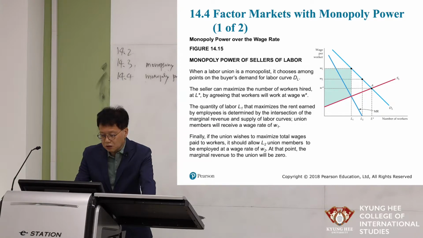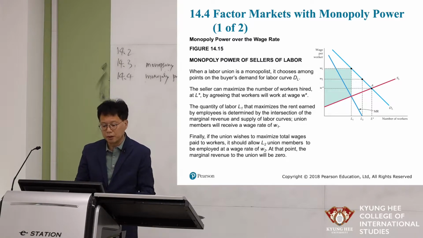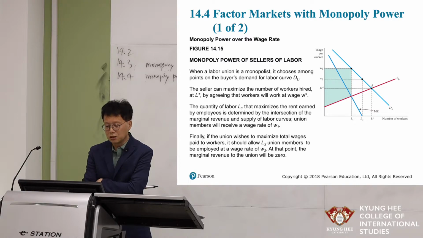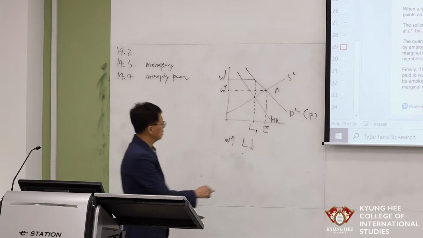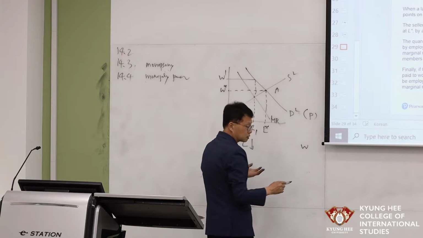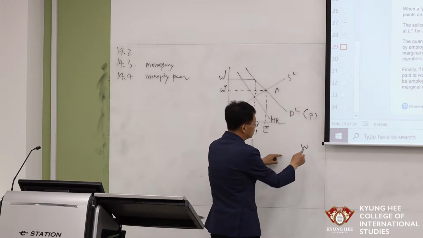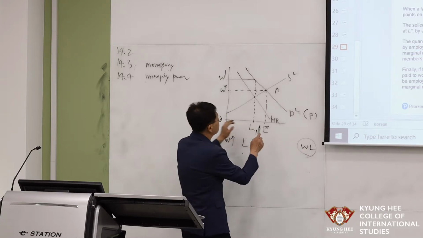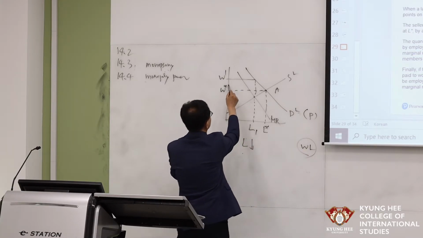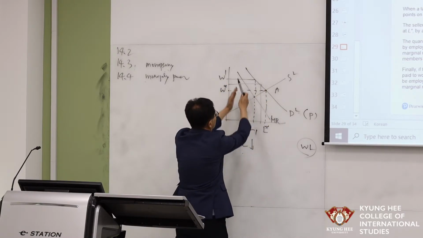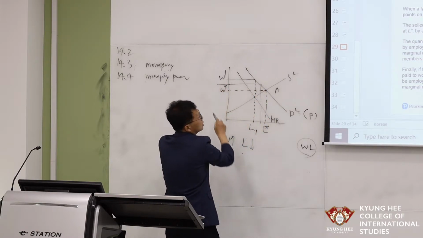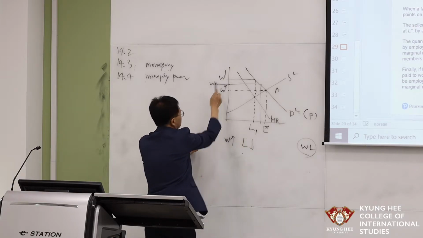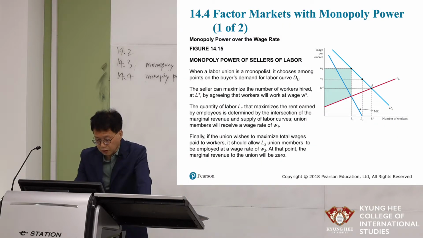Finally, if the union wishes to maximize total wages paid to workers, that is, maximize W times L, simply talking, the objective function of the union is to maximize WL. That should be maybe near here, like this. The area is maximized at W2 in figure 14.15. At that point, the marginal revenue to the union will be zero.